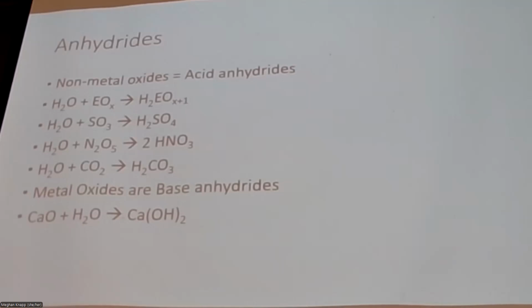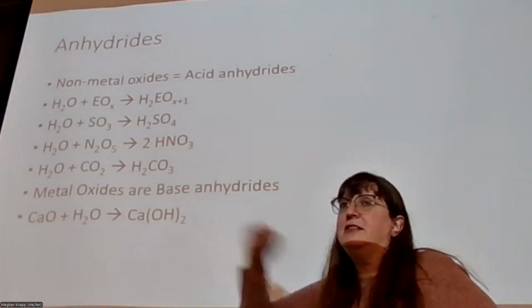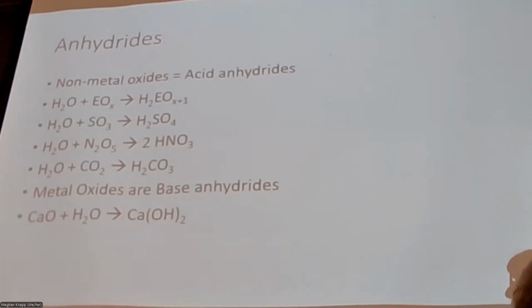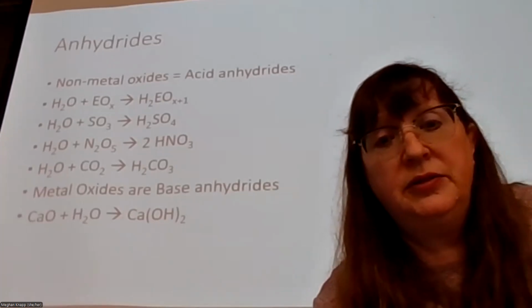Okay, on the flip side, if I have a metal oxide, like calcium oxide, and I add water to it, then I end up with a hydroxide. So hydroxide is a base, and so metal oxides are what we call base anhydrides. Okay?